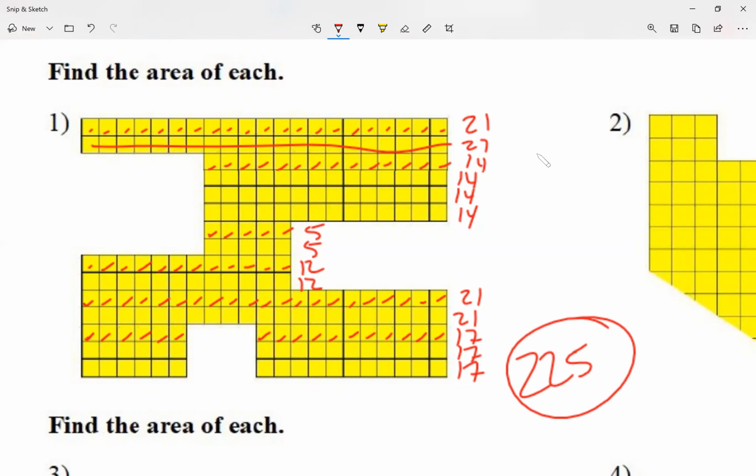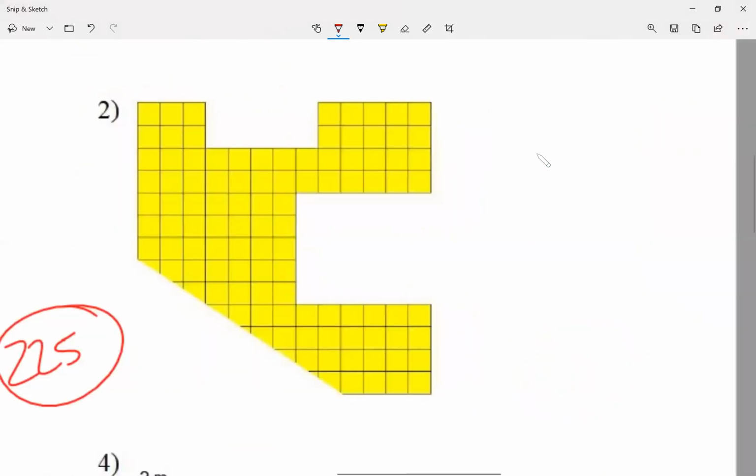For the notes, I did a bunch of squares. For your homework, you're not going to have that many. Now let's take a look at question number 2.